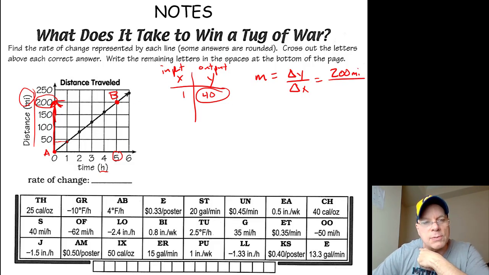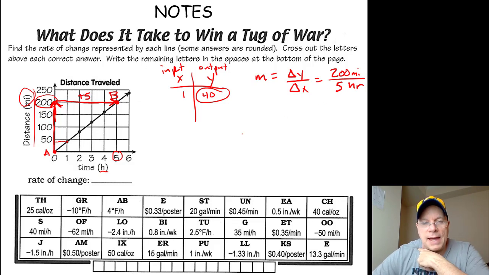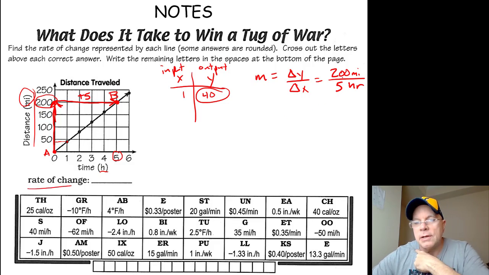From there, I need to move 1, 2, 3, 4, 5 to the right. And each one of these is 1 hour. And so that is, in fact, plus 5. But it's positive 5 hours. And then to get the answer, the rate of change, you just do 200 divided by 5 is 40.